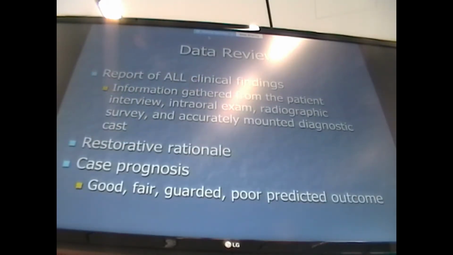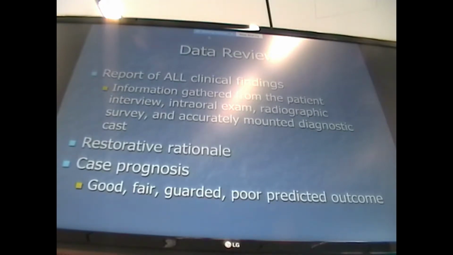Your data review is to report all your clinical findings. So you're going to get this information, you're going to gather together what you wrote down for the patient interview, your examination, your radiographs, and accurately mounted diagnostic casts. Diagnostic casts that are sitting on your bench top, not mounted, do very little to aid in your determination of their needs. Diagnostic casts should be mounted on a semi-adjustable articulator with a face bow and a centrically related bite.